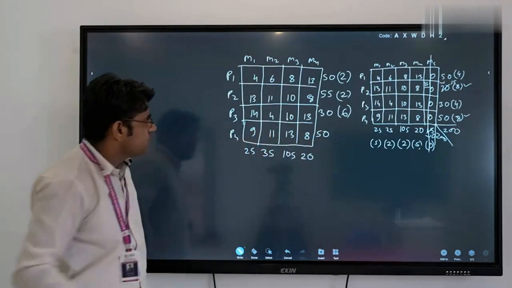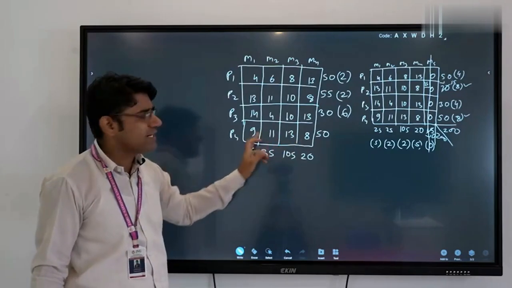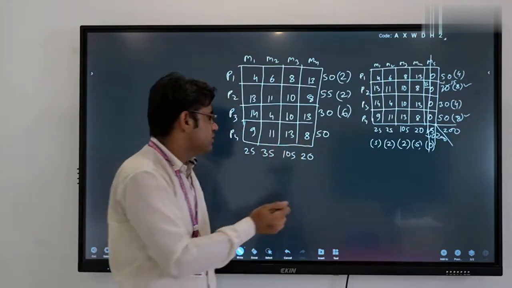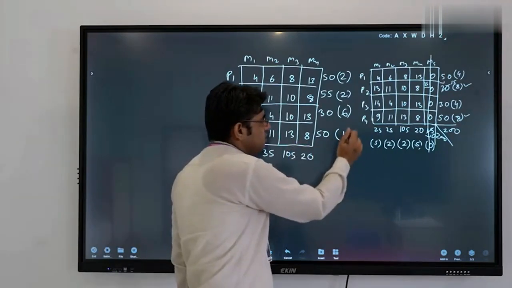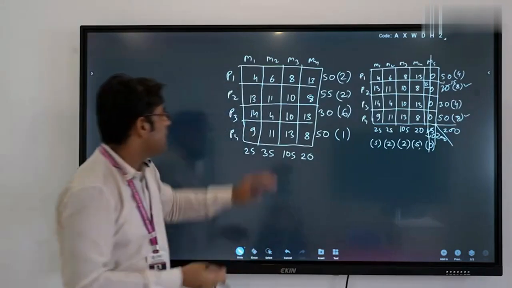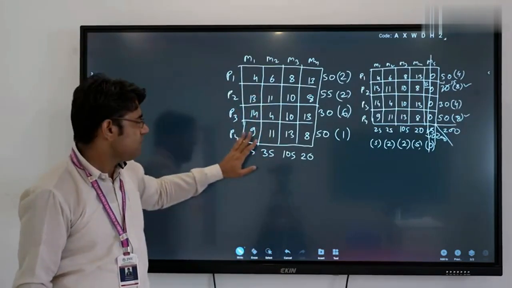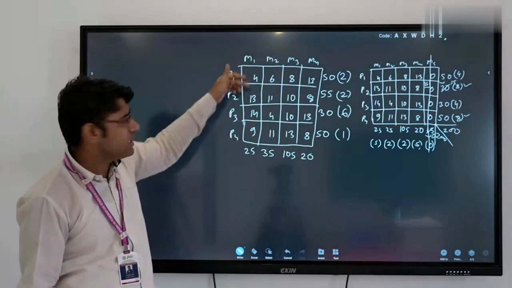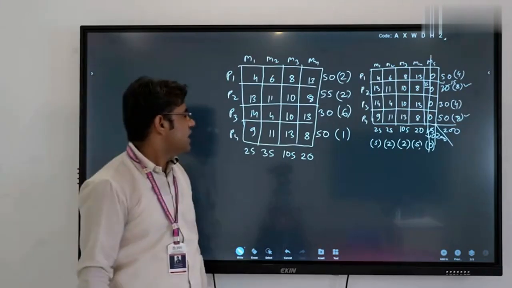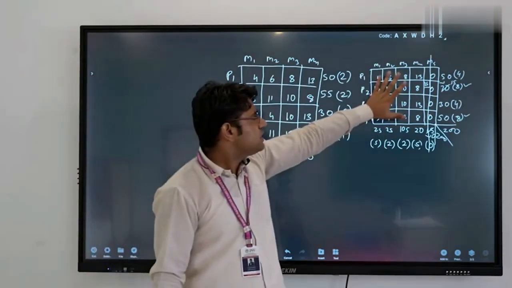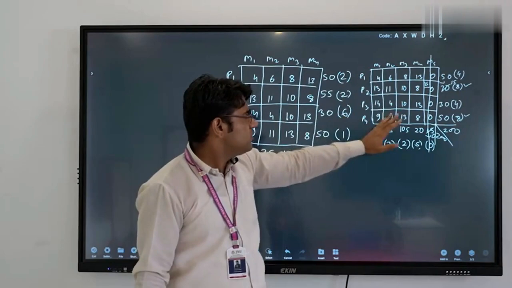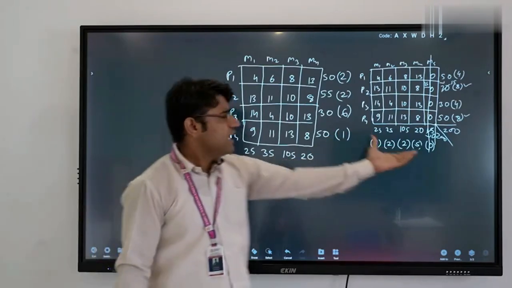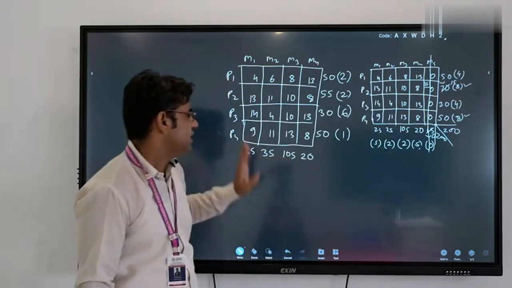In the next row, the smallest is 8 and the second smallest is 9, so the difference of 8 and 9 is 1, so the penalty is 1 right here. Similarly, we find the penalties of each column. In the first column, the smallest element is 4 and the second smallest is 9, so here we see the smallest and second smallest are the same element in this column, so write these penalties as they are here.